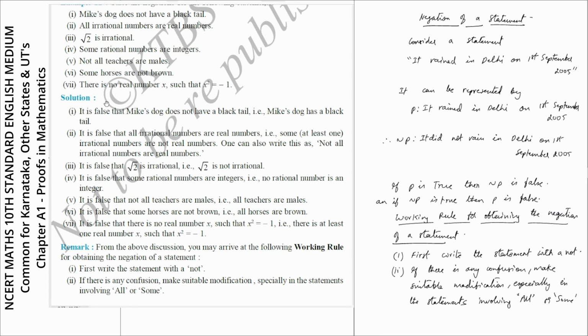Okay, now again coming to the sixth example, some horses are not brown. Some horses are not brown is same as some horses are brown, both give the same meaning. That's why here in place of some we replaced it by all horses are brown. So whenever there is all and some, you should carefully make the negation of the statement, otherwise you may end up making a statement which is same as the given statement itself.